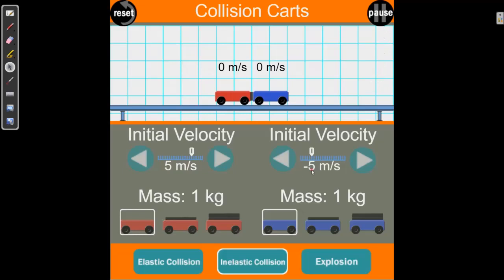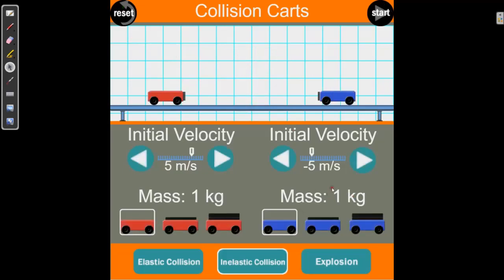So if you think about the initial momentum involved here, 5 times 1 is 5, -5 times 1 is -5. The initial momentum of the system is 0. Therefore, the final momentum of the system must also be 0. The only way for that to happen is that those two carts stop.